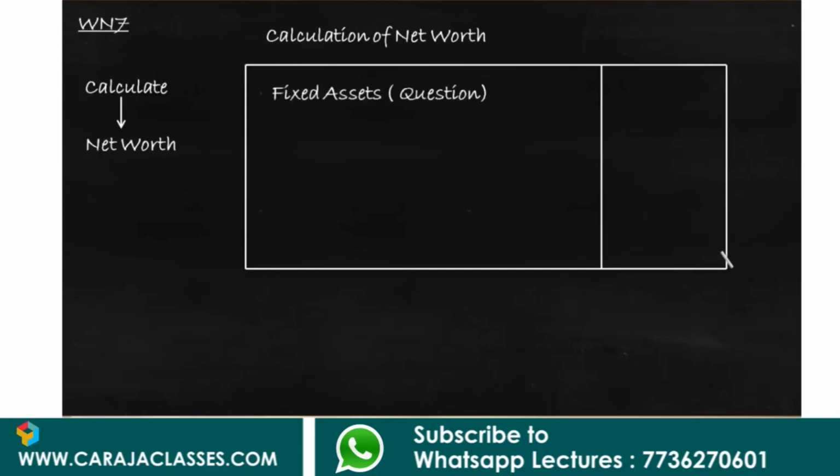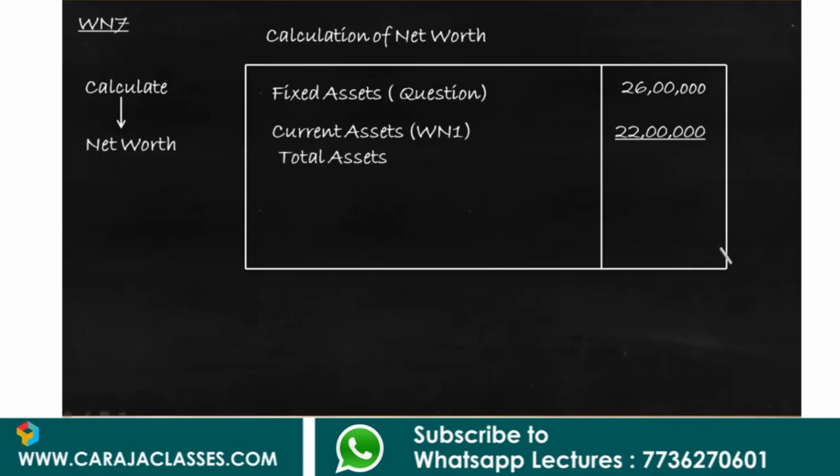We have fixed assets information in the question, which is 26 lakh, and we have found the current asset, which is 22 lakh. Oh sorry, the current asset we have found and the fixed asset was in the question. So 26 lakh plus 22 lakh make up total asset, which is 48 lakh.